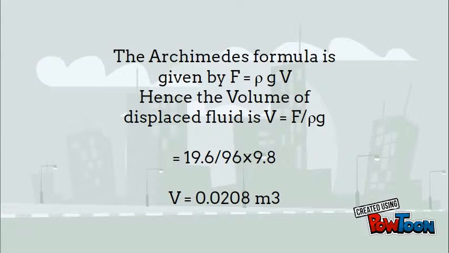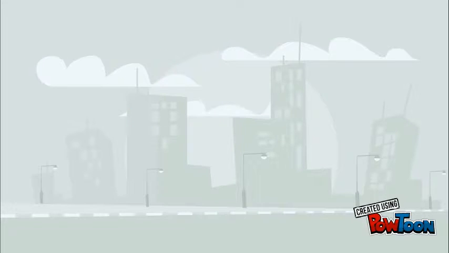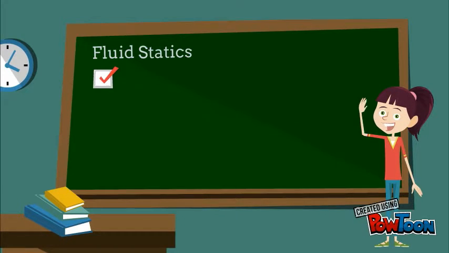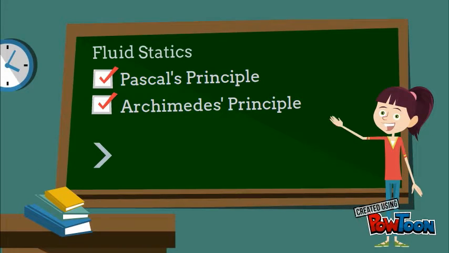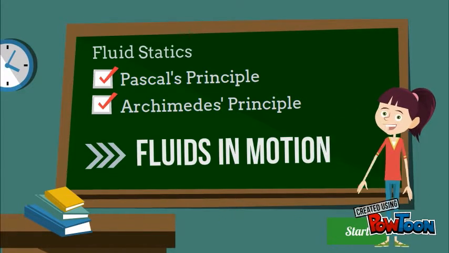Now calculate the volume of the displaced fluid by deriving the buoyant force equation. Volume is equal to force over density times g. So 19.6 divided by 96 times 9.8 is equal to 0.0208 meter cubed. We are now done with fluid statics, fluids that are stationary, and these are Pascal's principle and Archimedes' principle. Let's now proceed to fluids in motion.